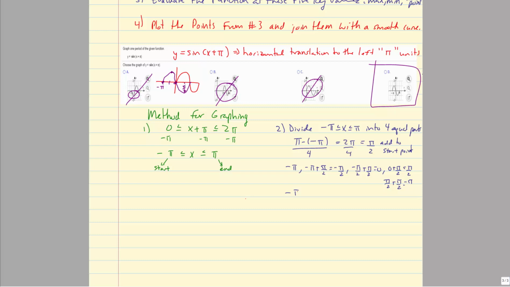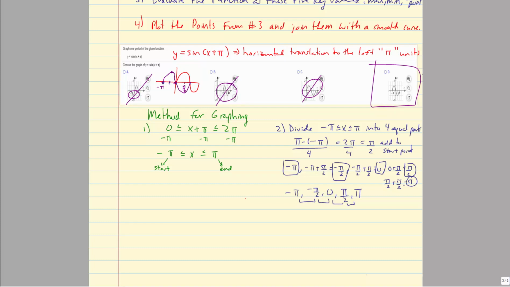So they were negative pi from here, negative pi over 2, 0, pi over 2, and pi. So these are my 5 important values, and I have 1, 2, 3, 4 intervals, and each of those intervals has a width of pi over 2. So that's what these points are up here. Here's my negative pi over 2, 0, positive pi over 2, and pi. So that's where these values came from up here.